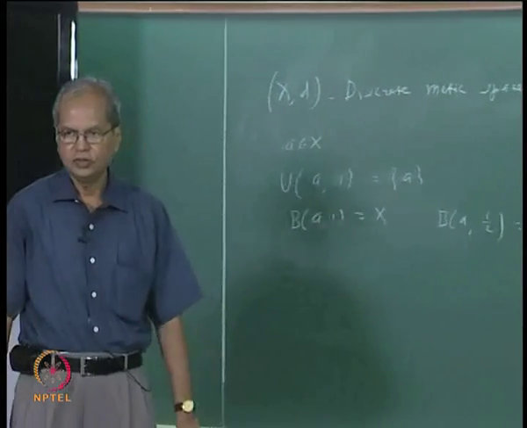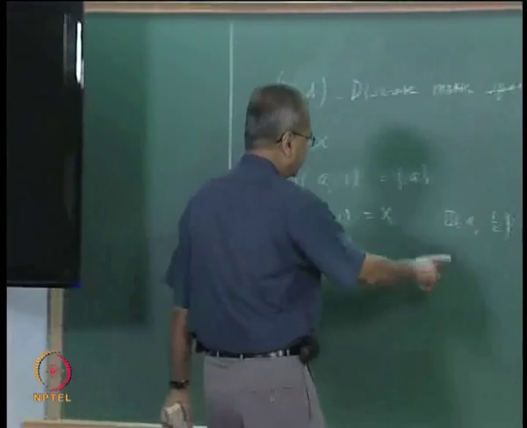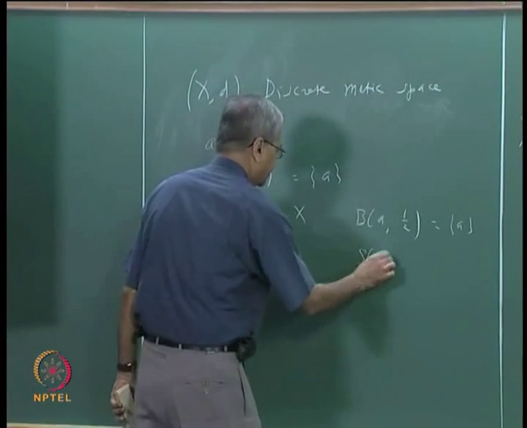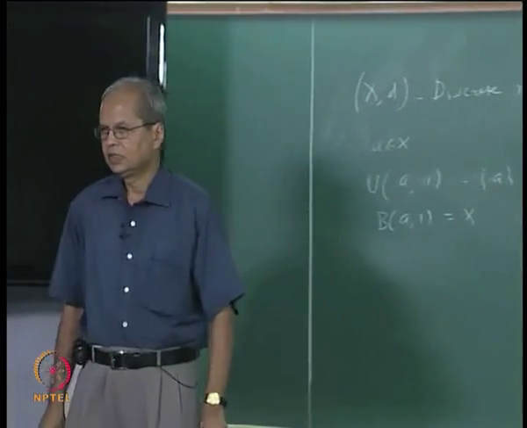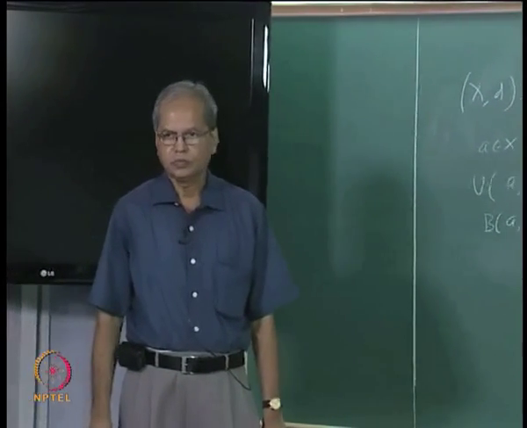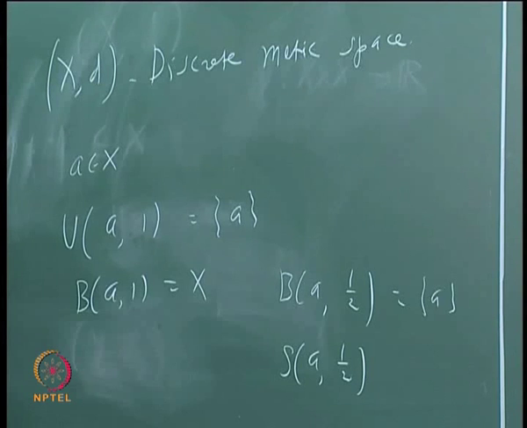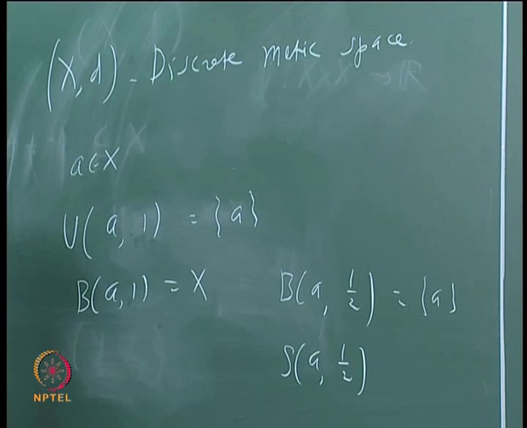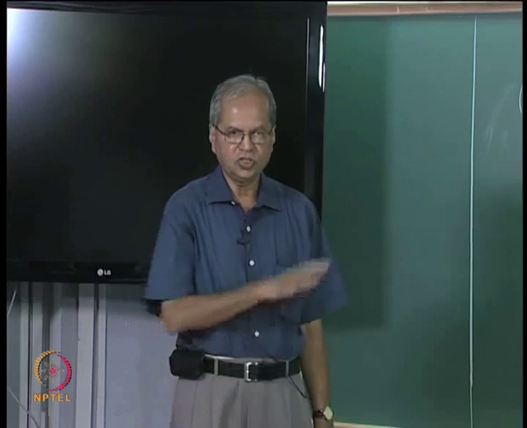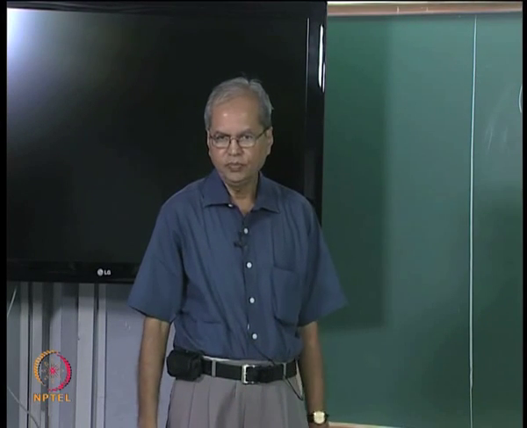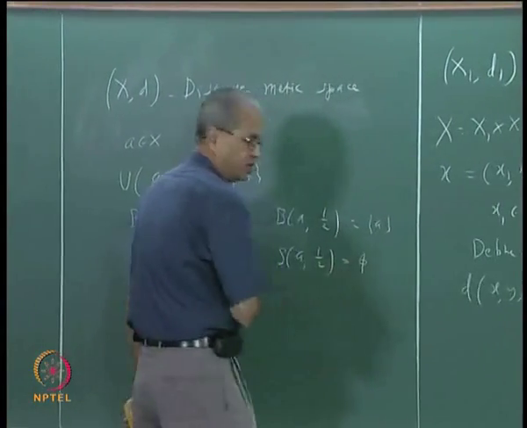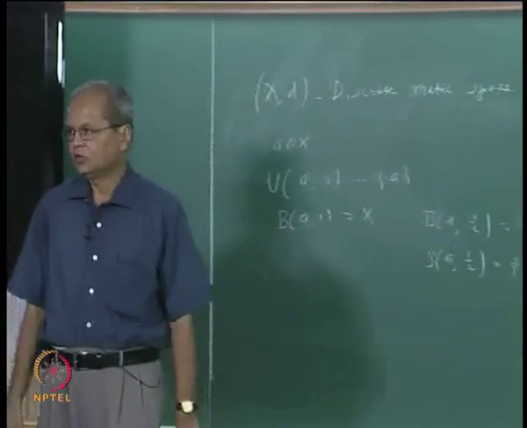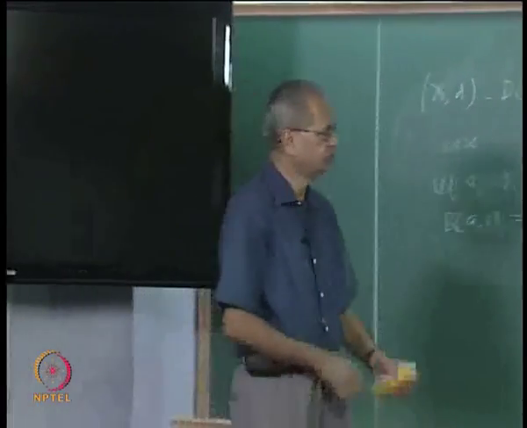Now since we have considered this number, what is S(a, 1/2)? The sphere with center a and radius half. It will be the empty set, right? Because there is no point whose distance from a is exactly half. So that's what I was saying: the sphere can be empty.